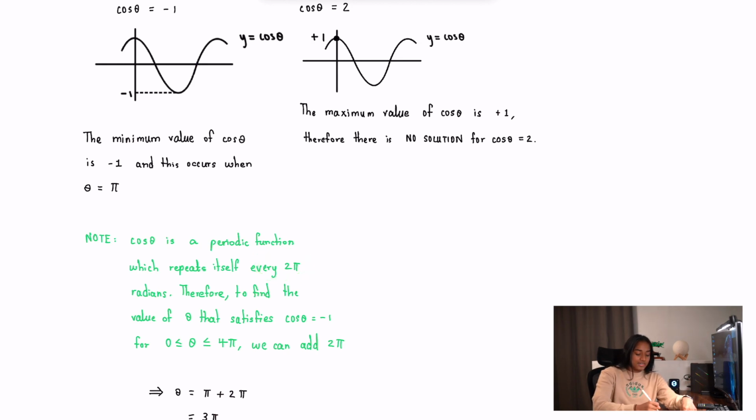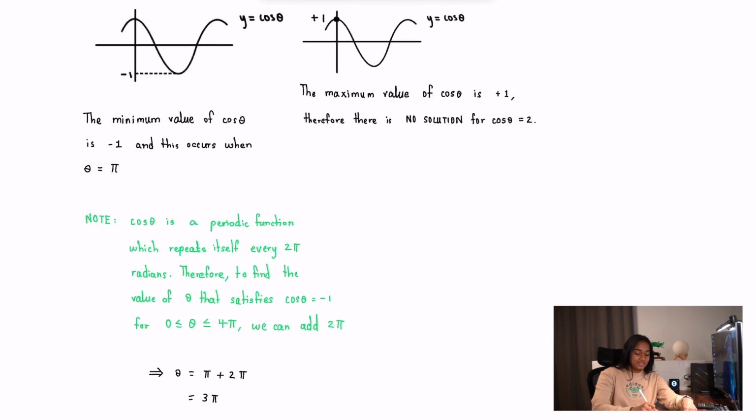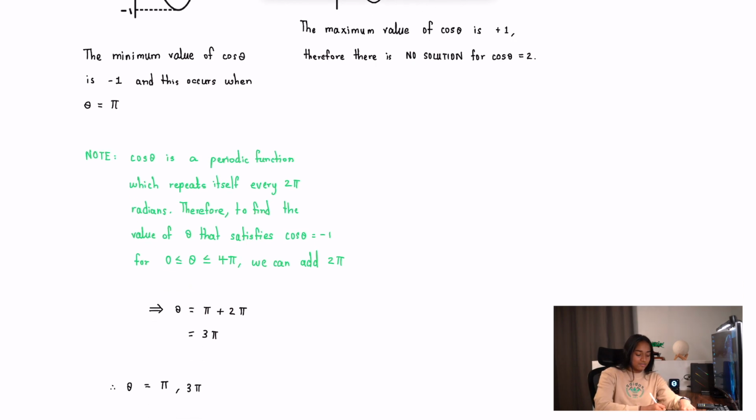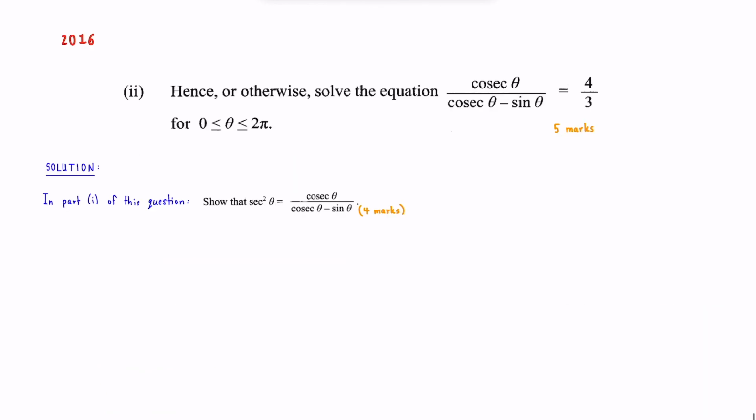So therefore, to find the value of theta that satisfies, remember we were given constraints, and this was the boundary. So to find the value of theta that satisfies cos theta is equal to minus 1, for this constraint, we can add 2 pi. So therefore, we have the values of theta to be pi as well as 3 pi.